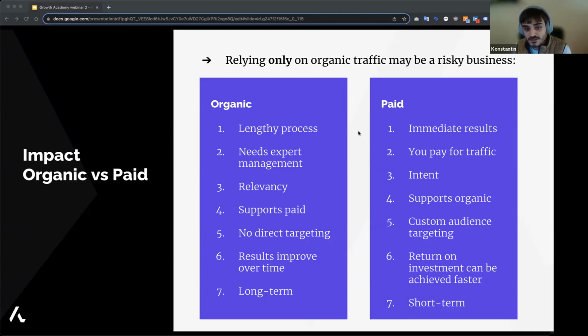And yet in organic, we cannot do direct targeting, but with paid, we can do custom audiences, as we discussed, and results improve over time for organic, whereas with paid, we can see the results much faster. But yes, organic long-term, paid short-term, but it's nice to have both.